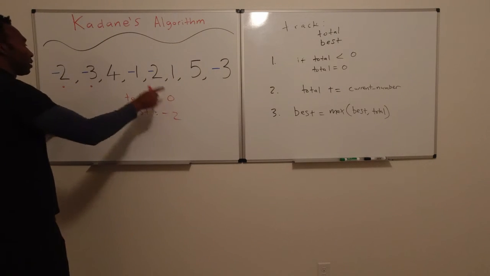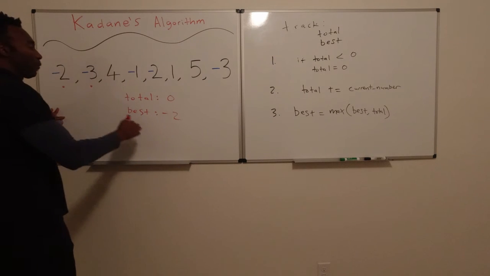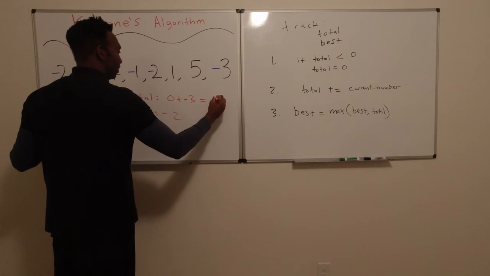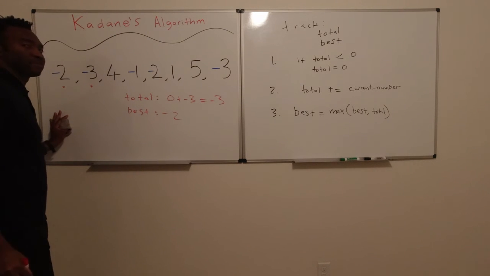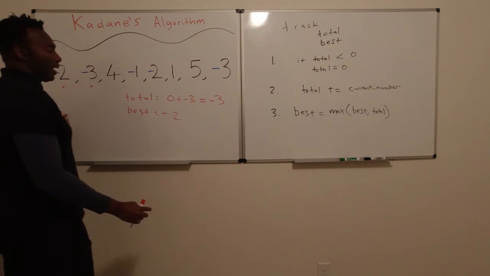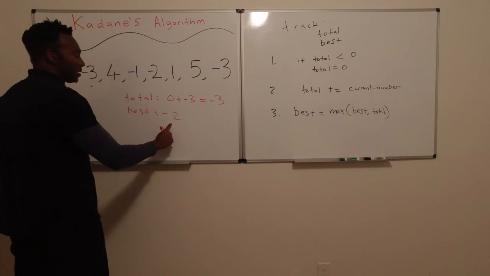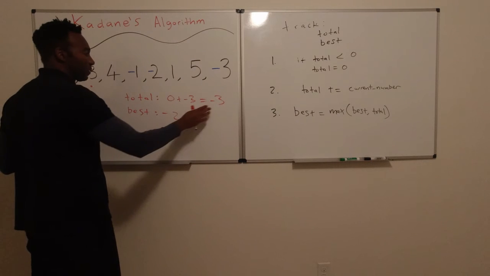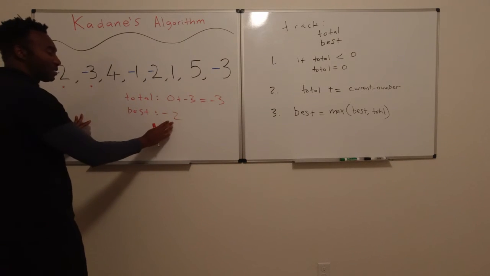Our total is 0, current number is negative 3. Therefore, we'll do 0 plus negative 3. And that gives us negative 3. Next step, we want to find the maximum between our best and negative 3. Well, negative 2 is larger than negative 3. Therefore, we're going to keep best the same.